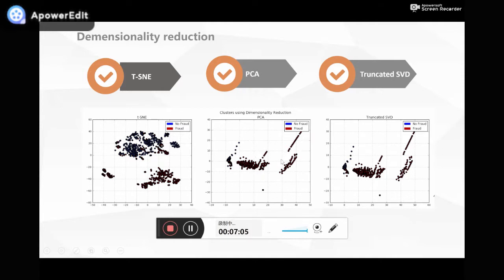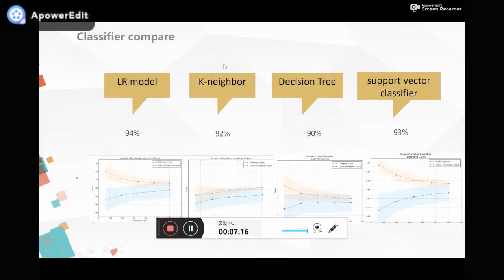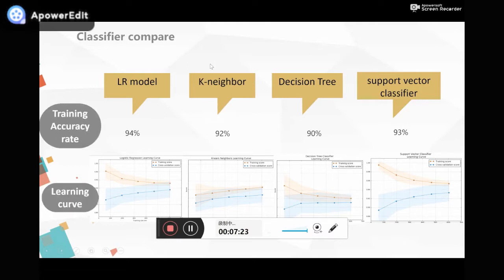It's not good for dimensionality reduction, but t-SNE scatters really well, so currently we choose this one. And then we construct our classifiers and compare these four main classifiers. We get the training accuracy rate. Well, the LR model currently is the best one.